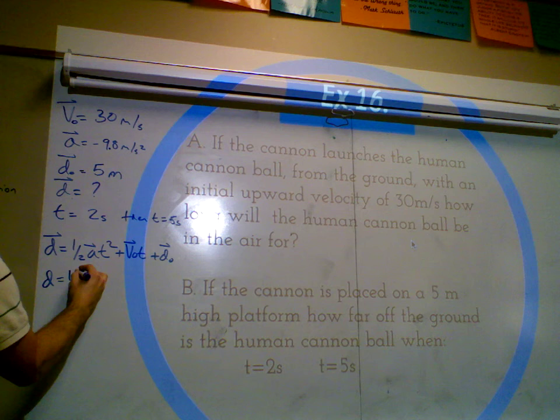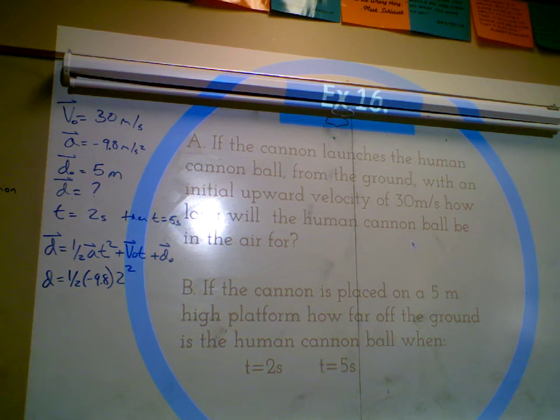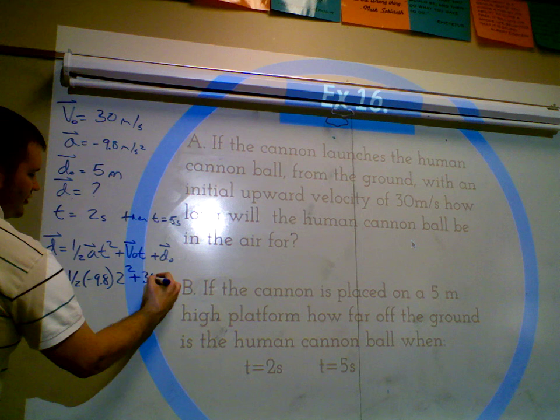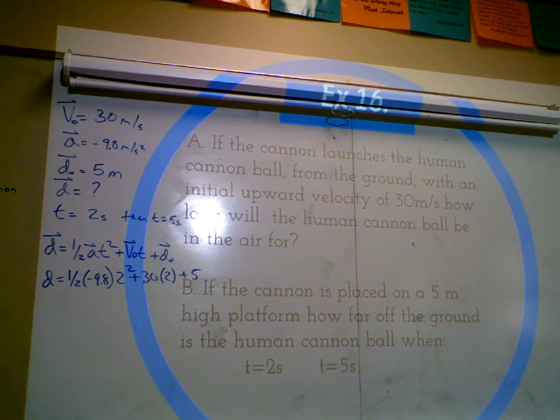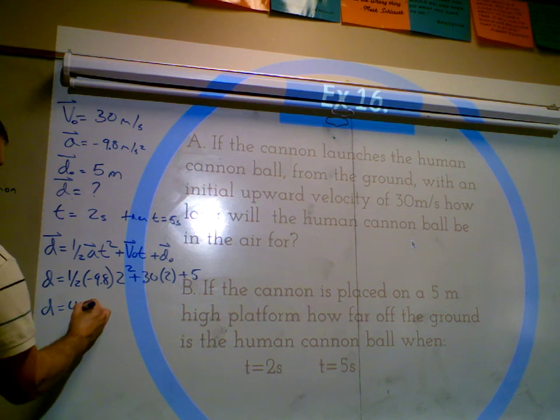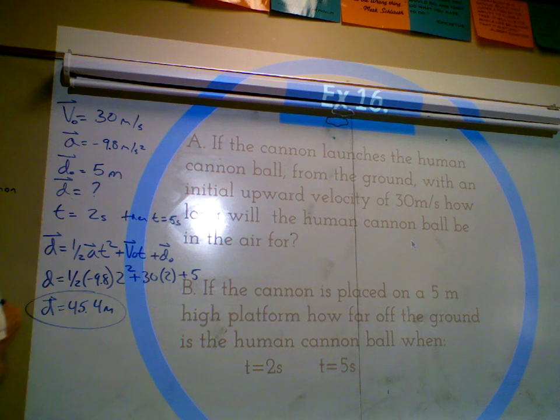D equals 1/2 times negative 9.8, 2 squared, right? Plus 30 times 2 plus 5. If we do that, what do we get? 45. What is it? 45.4. 45.4 meters. That's how high we are off the ground, right?